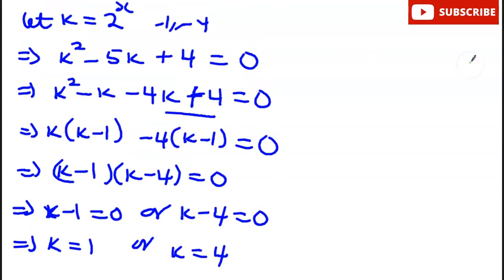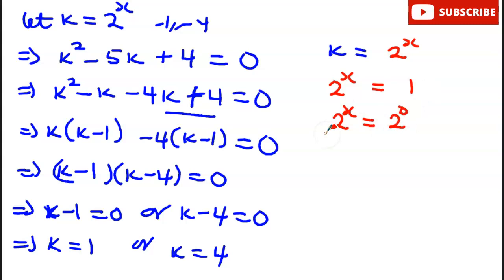So we said that k is equal to 2 raised to the power x. So for the first value of k, 2 to the power x will be equal to 1. So how do we find x? The bases are not the same, and so we have 2 raised to the power x, which is equal to 1. We can write 1 as 2 raised to the power 0. Any number raised to the power 0 is 1. So the bases are the same, therefore x is equal to 0.